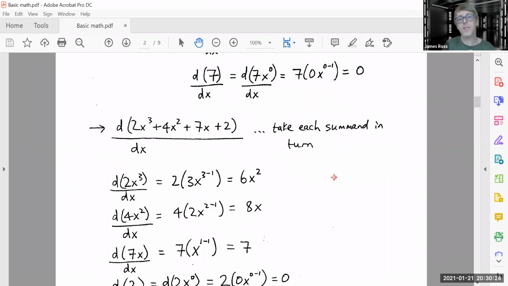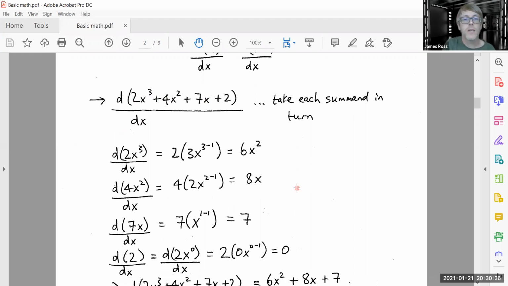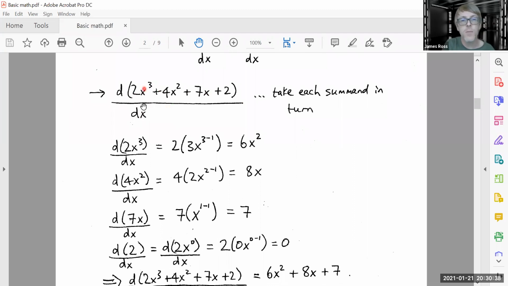What if we have the sum of terms? Well, you can just apply the rule that you've seen so far to each summand. So apply it to the 2x cubed term, the 4x squared term, the 7x term, and the constant separately. Okay, so let's look at the derivative of the first term with respect to x. So we've got the 2x cubed term, 2 comes out, 3 comes down as a coefficient, and then we raise x to the power 3 minus 1. 2 3s are 6, 3 minus 1 is 2, so we have 6x squared.